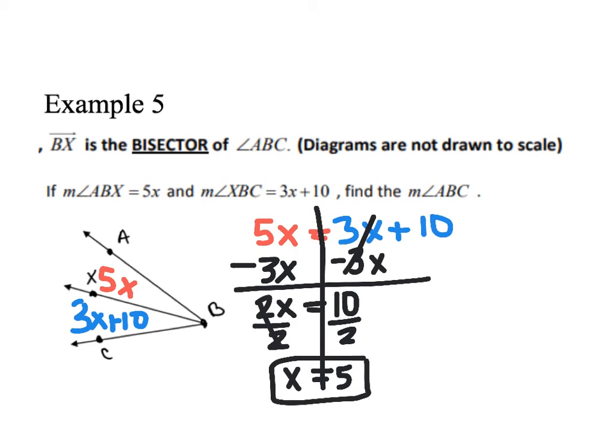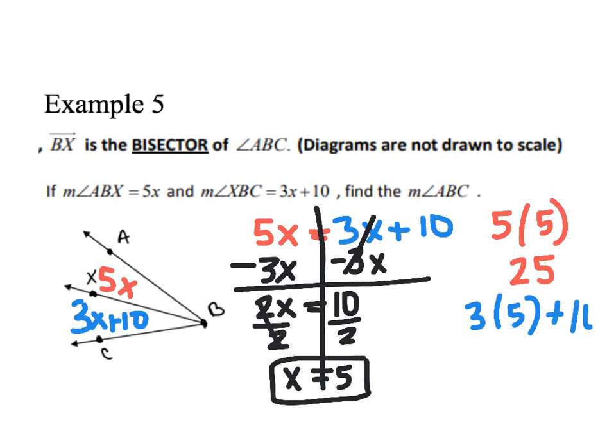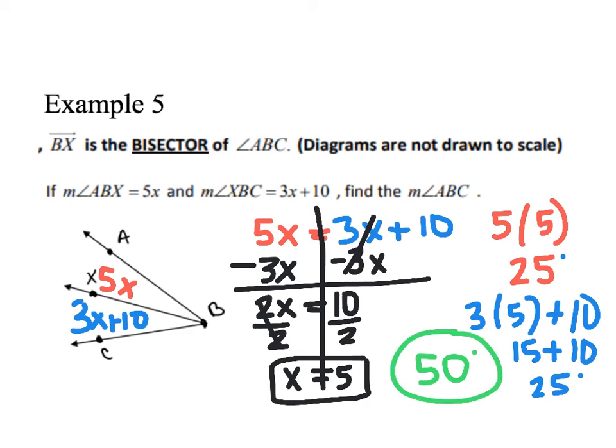So I'm going to plug 5 into 5x. Take x out and plug in 5, so that would be 25. And then, since this is an angle bisector, both of the angles are 25. If I was to plug it into 3x plus 10, I would get 15 plus 10, which is still 25. So I don't have to do that like before. I can just plug it into one and use that to find the whole thing. 25 plus 25, angle ABC is 50.